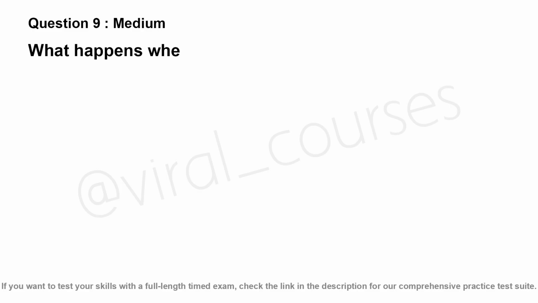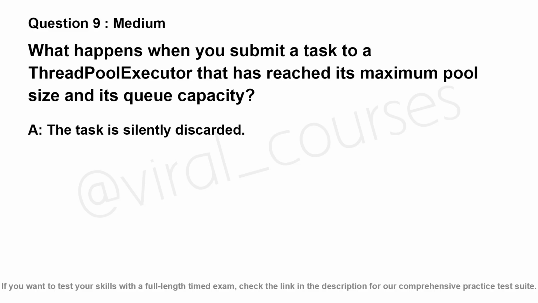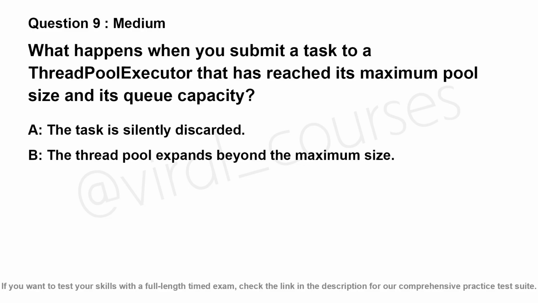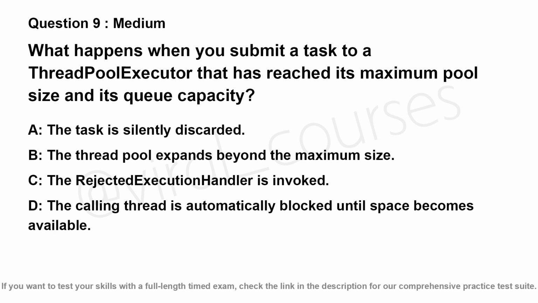What happens when you submit a task to a ThreadPoolExecutor that has reached its maximum pool size and its queue capacity? Option A. The task is silently discarded. Option B. The thread pool expands beyond the maximum size. Option C. The RejectedExecutionHandler is invoked. Option D. The calling thread is automatically blocked until space becomes available.